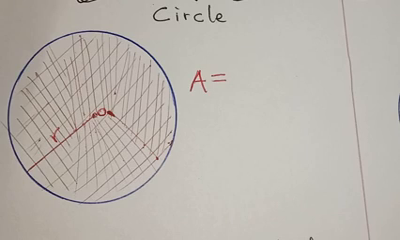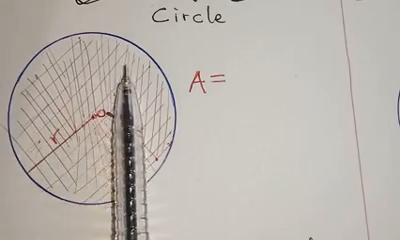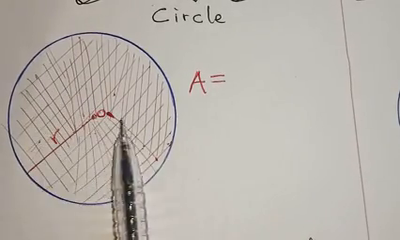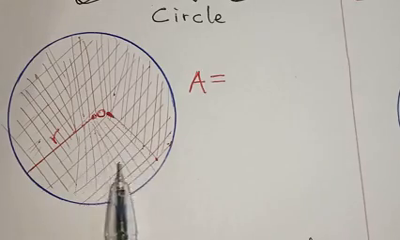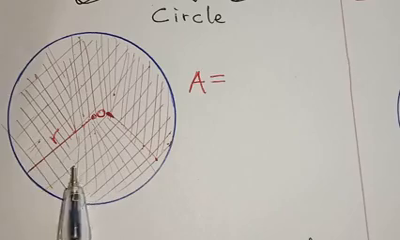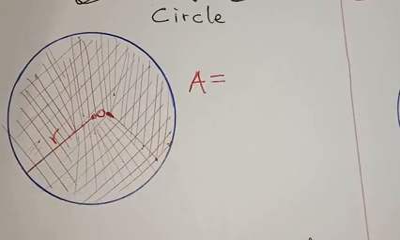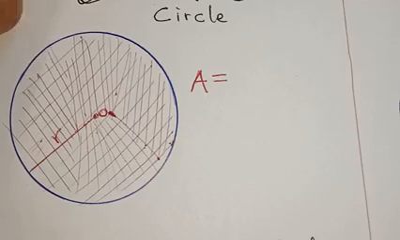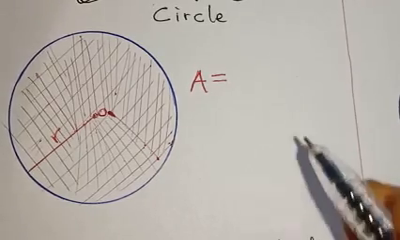In one of my previous videos, I explained that when we hear the word area, it means the inner part of the object we are dealing with. So the shaded portion you have in this circle is the area of the circle. So for us to find the area of this circle, we simply use pi r squared.